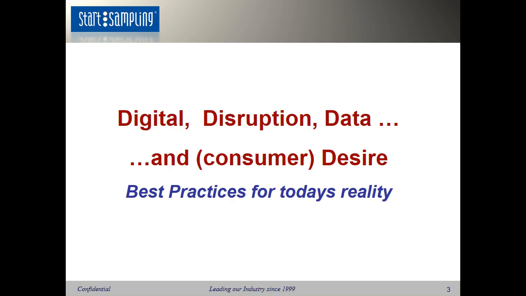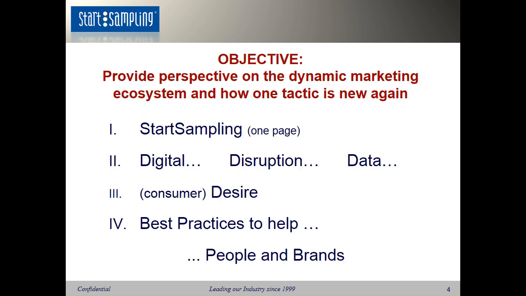So when we think about what I'm trying to get at today, we're going to talk a little bit about Start Sampling just so you understand my bias, and then spend some time talking about what's happening in the world. Some of this will be familiar to many of you. You've seen charts, you've seen evidence, you've heard about the vast amount of data that's being produced and the kinds of disruptions that are going on.